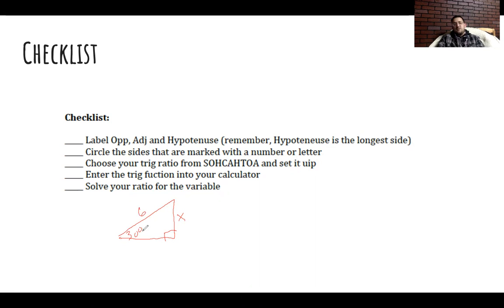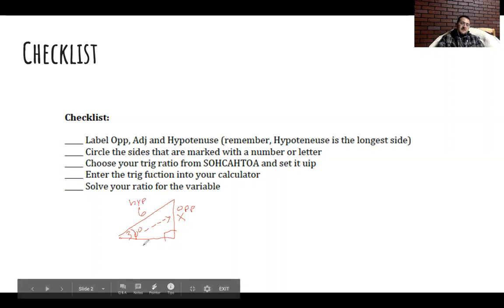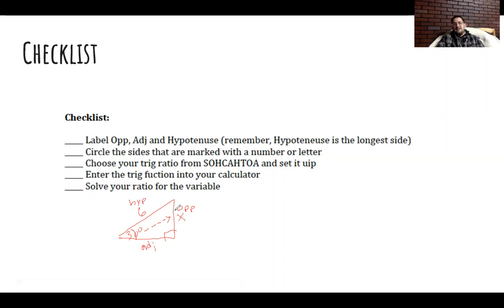So the first thing that you want to do is label the opposite, adjacent, and the hypotenuse. So if you imagine kind of like a little person standing at that 30-degree angle and shooting a laser pointer, that X will be the opposite. The longest side of your triangle is the hypotenuse, and then the other side is the adjacent. Then it says circle the sides that are marked with a number or letter. So the 6 and the X are marked.